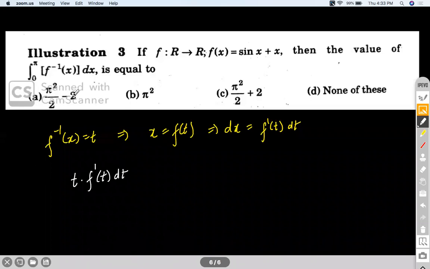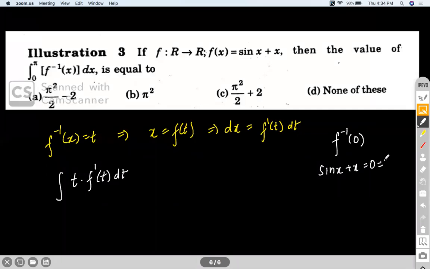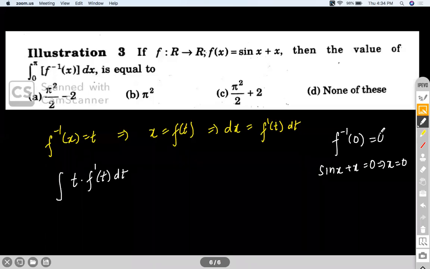Now what about the limits of integration? When x is 0, t will be f inverse 0. So how do I find the value of t? F inverse 0 means what value of x will give you this answer as 0. It's obvious that the answer would be 0. So f inverse 0 will also be 0. Next, f inverse pi means what value of x will give this answer as pi. It is quite obvious that pi will be that value. So the limit of integration is not going to change anyhow.